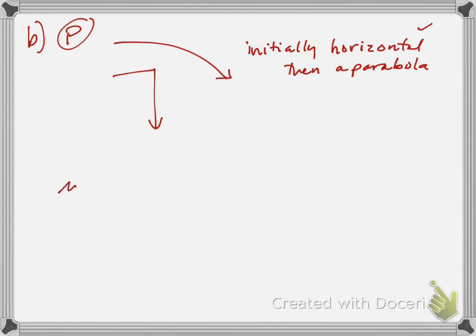Now, what if it breaks at Q? Okay, if it breaks at Q, it's stopped, right? It has stopped momentarily. So what's it going to do? Straight down. That one I had to think about for a little bit, but that's the trajectory. If it stops there at the top of its arc, it's just going to go straight down.